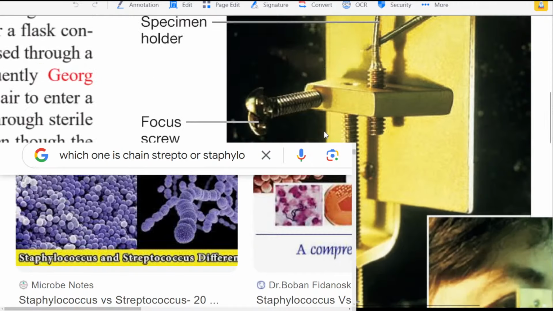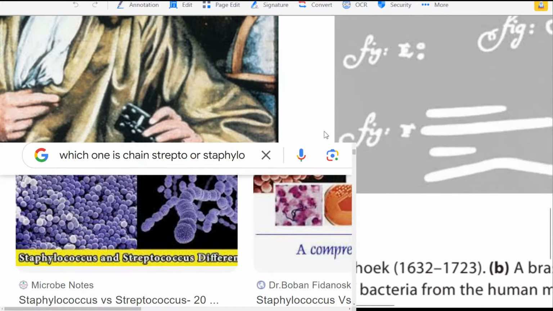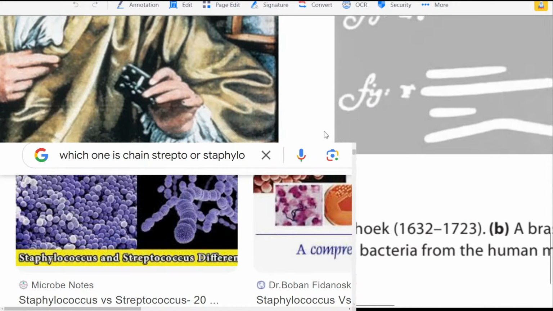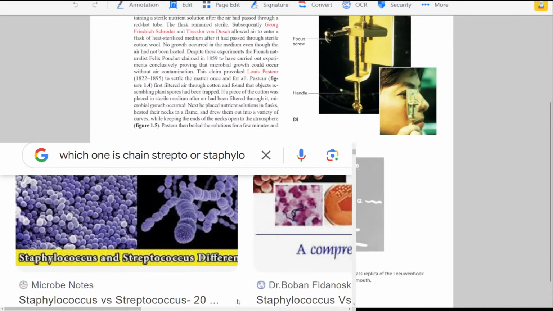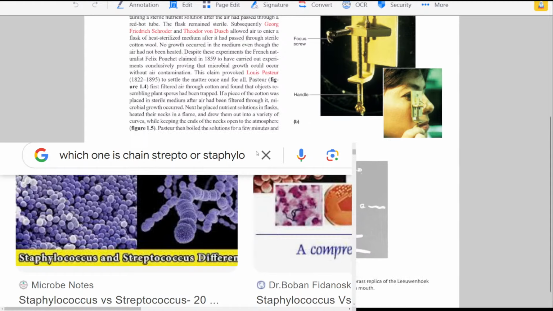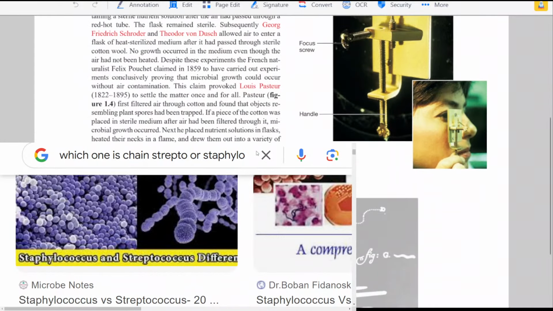Okay, so we are done with this for now. Okay, they have written it here. I'll show you guys as well. An oil painting of Leeuwenhoek. We know that. And a brass replica of Leeuwenhoek's microscope. So this is what Leeuwenhoek made. It's so different from the current microscopes.